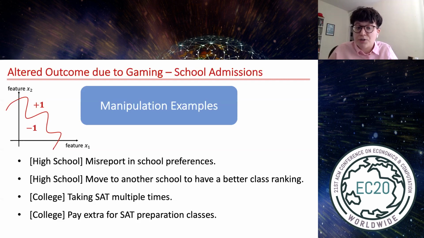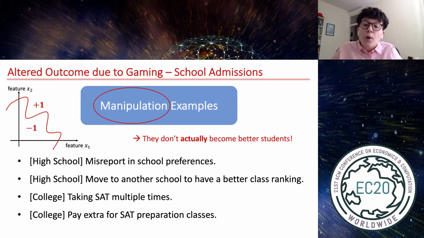I'd like to point out here that somebody might say, why are these really manipulation examples, especially when we're talking about the college admissions examples? Well, they are really manipulation examples because students do not actually become better as a result of these manipulations. It's not that if somebody has taken the SAT test multiple times, they have become better or gained a deeper understanding of the material and thus can be admitted to the school of choice now.